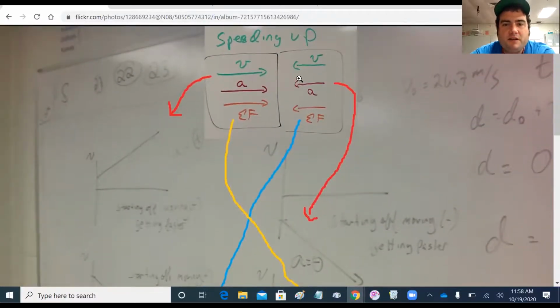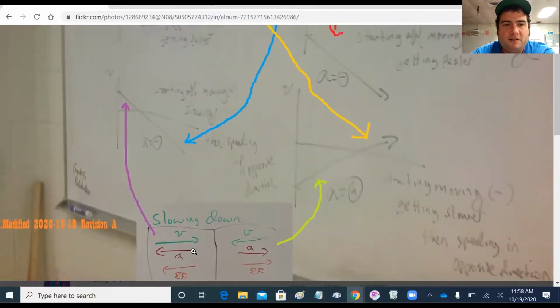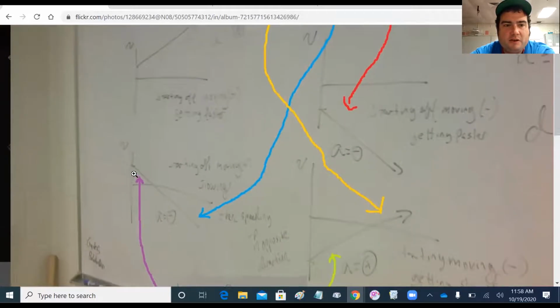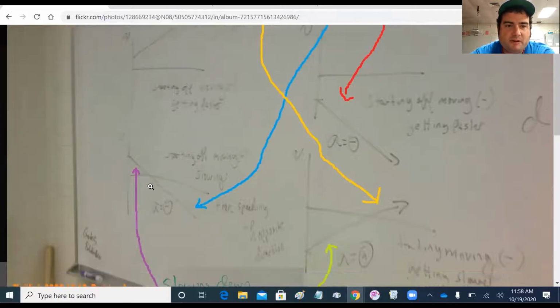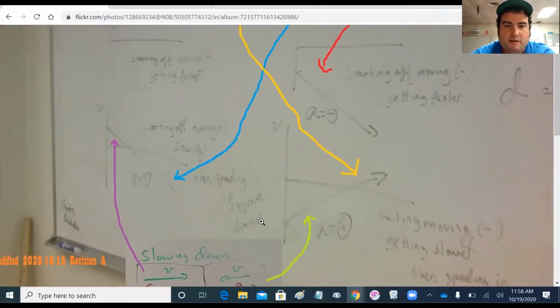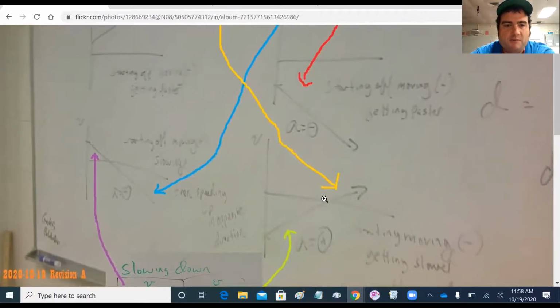What's slowing down look like? Well, that means you've got your velocity and acceleration opposite. So here I'm starting with a positive velocity and I have a negative acceleration. So my speed approaches 0. At least up to here, I'm slowing down. Same's true in the other direction. At least up to here, I'm slowing down.